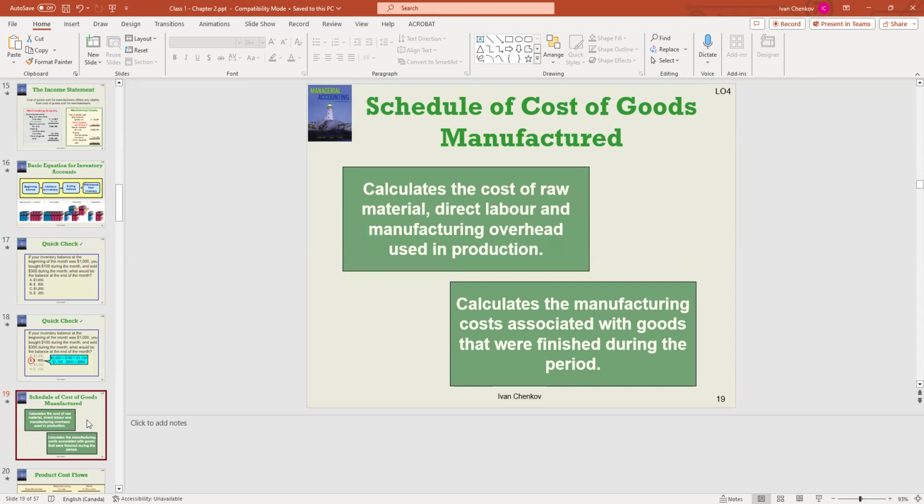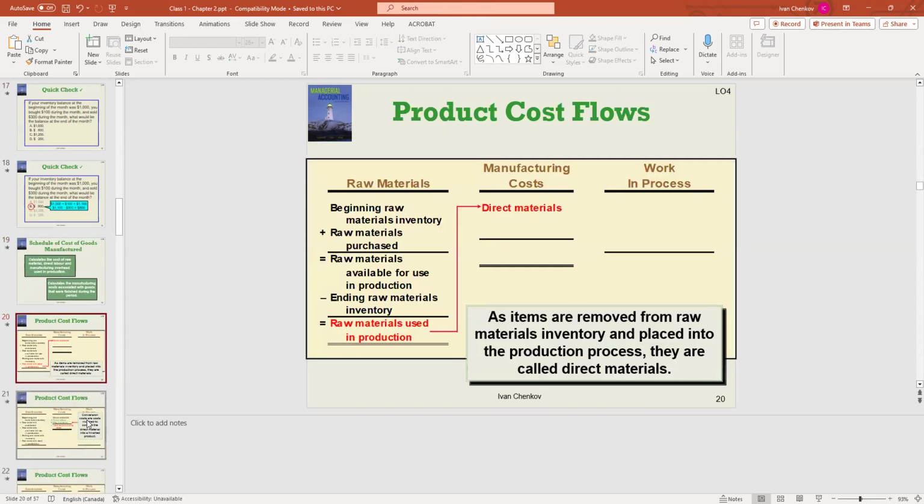Now the schedule of cost of goods manufactured. In order to calculate the cost of the raw material, direct labor and manufacturing overhead which are used in production, once we do that, we're going to calculate the manufacturing costs associated with the goods that were finished during the period. So what are we going to do?